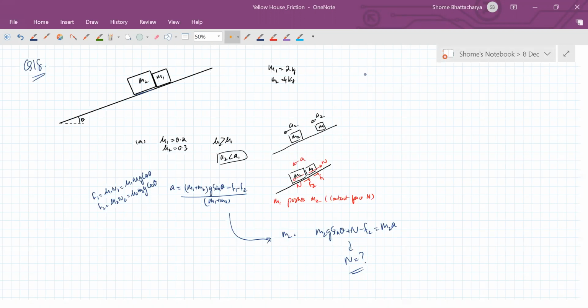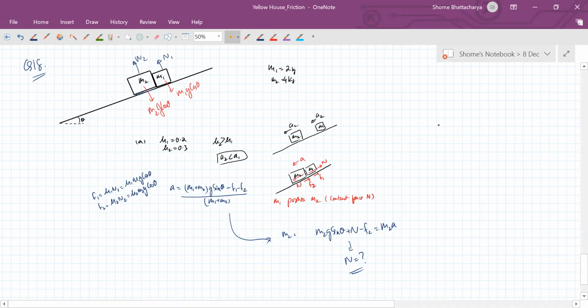Which one? No, normal reaction is cos theta, isn't it, son? Why would it be sin theta? It will be cos theta, right? Because normal reaction, this one, is the weight's cos component. Right, so understood the first part?